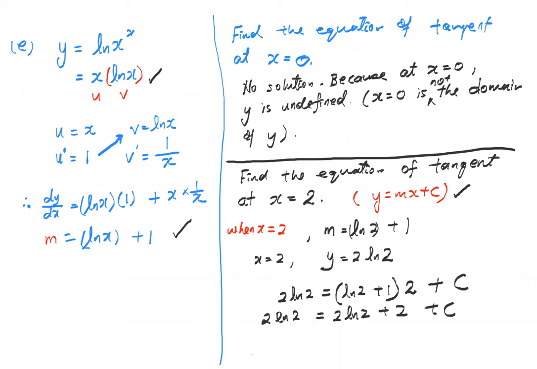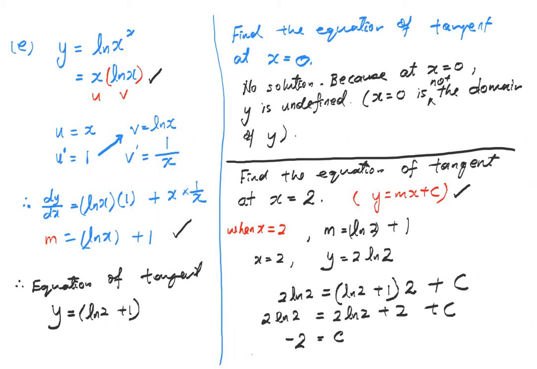Left hand side got 2 ln 2, right hand side got 2 ln 2, correct? So balance up, take away, no more. So the 2 bring over to the other side, your c is negative 2. So therefore, equation of tangent is y equal to, the gradient is ln 2 plus 1 times by the x plus the c is negative 2 for this case. Done.